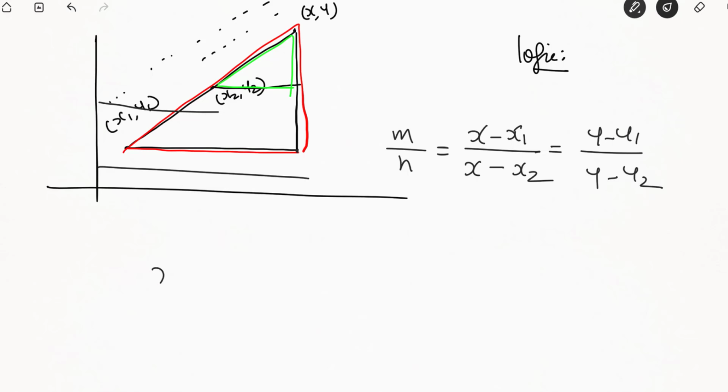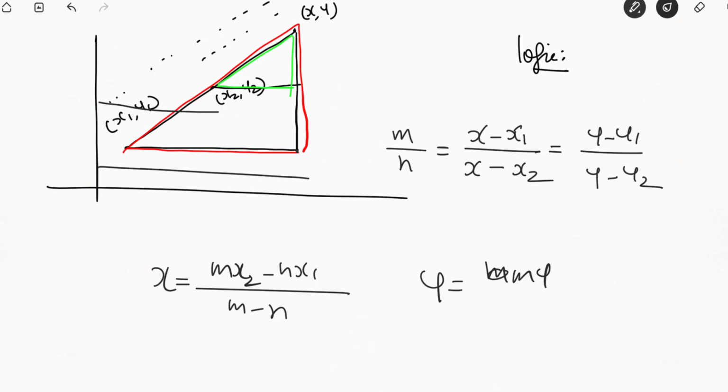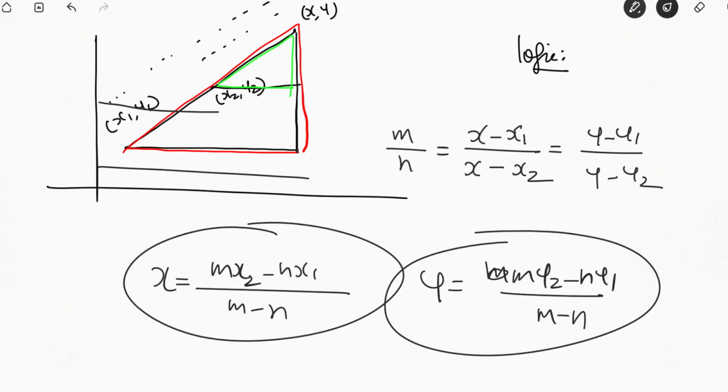And if you solve, you will get x is mx2 minus nx1 over m minus n, y is my2 minus ny1 over m minus n. So this is the only concept that will be required to solve these 13 questions. There could be a few more concepts like angle bisector theorem or parallelogram that we will be discussing along with the questions. Alright, so let's begin.